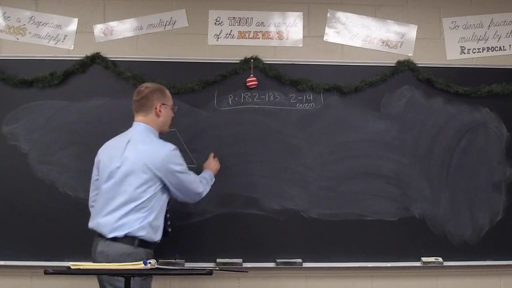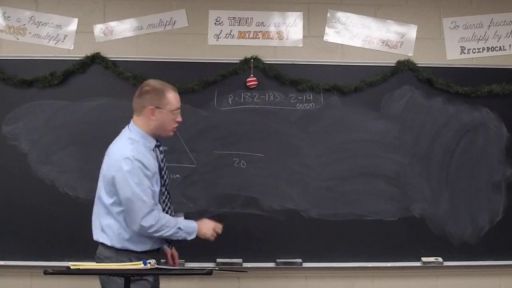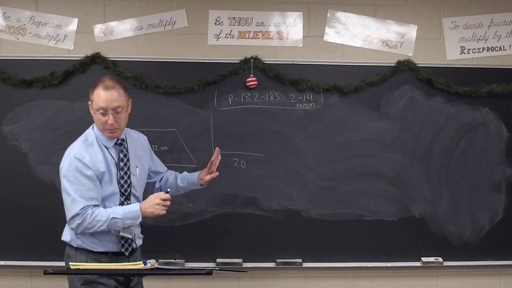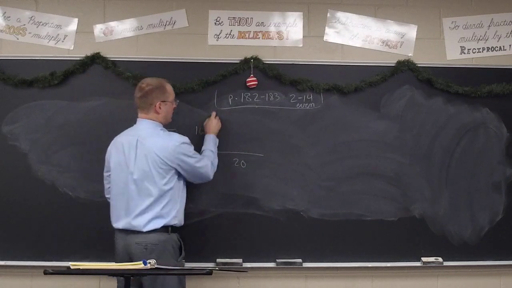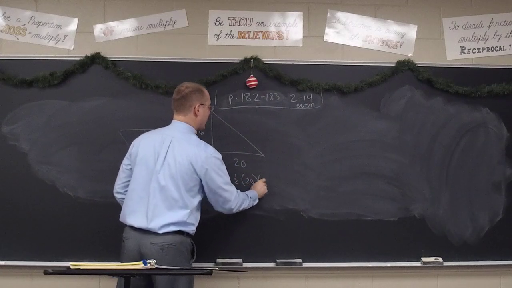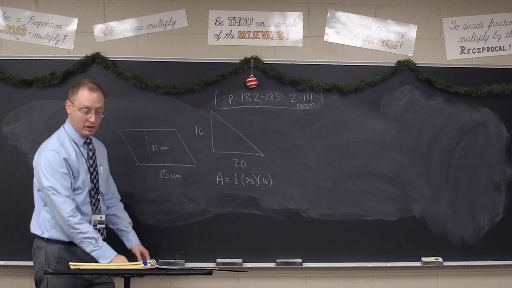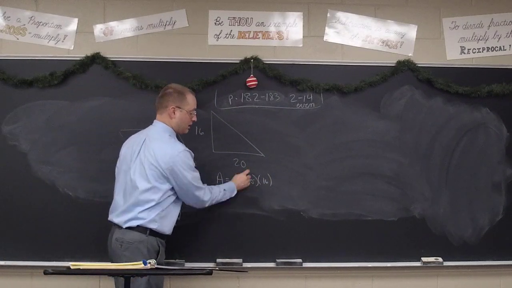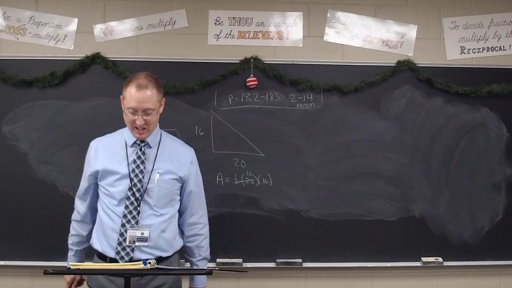20. So the bottom's really 20. How tall is it? 4, but it's really 16. All right, so we need to take our formula: half base times height. Which one should we cut in half? The 20, to get 10. And then when we multiply, we get 160.